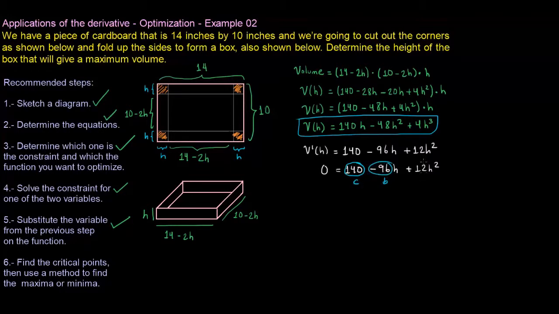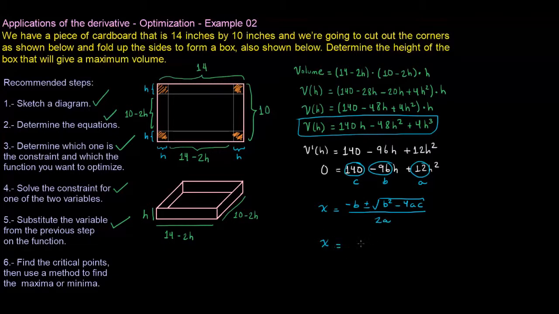This one is b, and this one is a. So we're going to substitute in the formula, which, as you may remember, is x equals negative b plus or minus the square root of b squared minus 4 times a c, all over 2 times a. Now we're going to use these values.